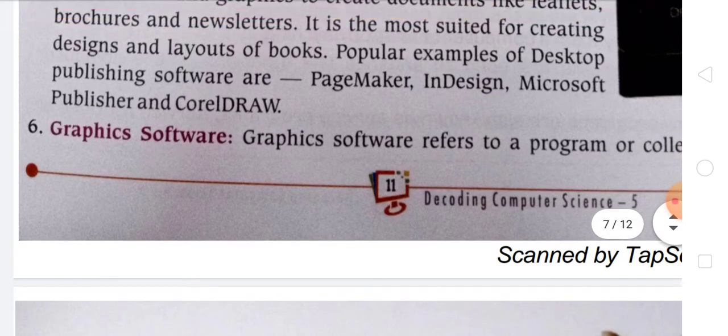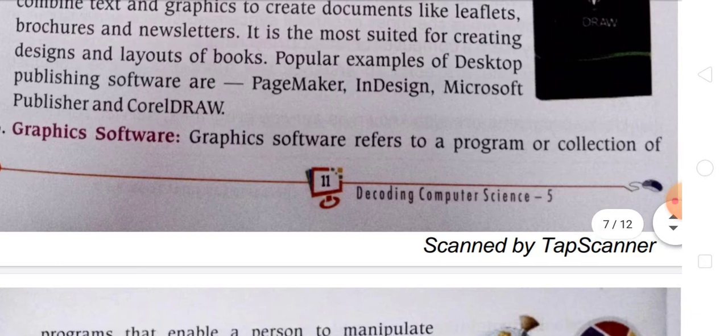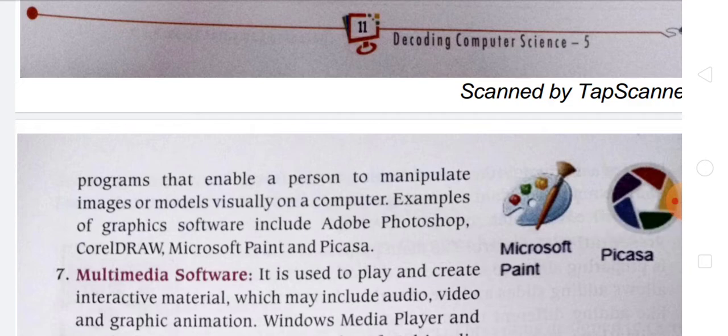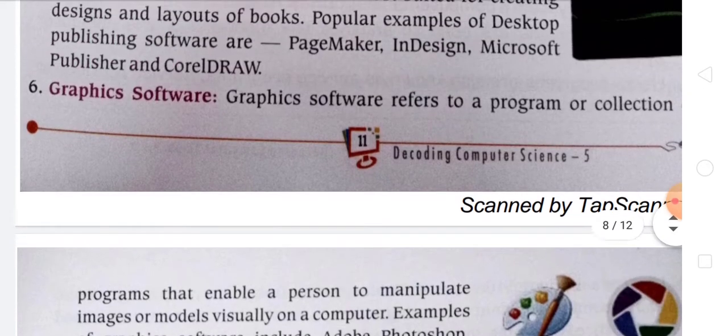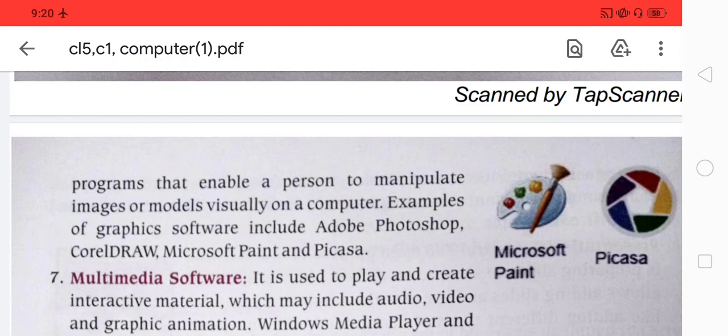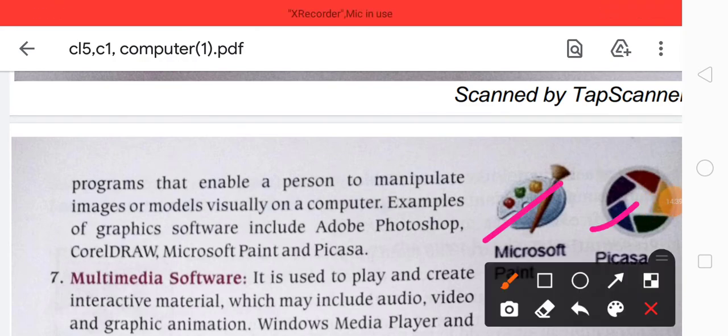Then after that, graphics software. Graphics software refers to a program or a collection of programs that enable a person to manipulate images or models visually on a computer. Some examples of graphics software are Adobe Photoshop, Corel Draw, Microsoft Paint and Picasa. These are all examples of graphics software.